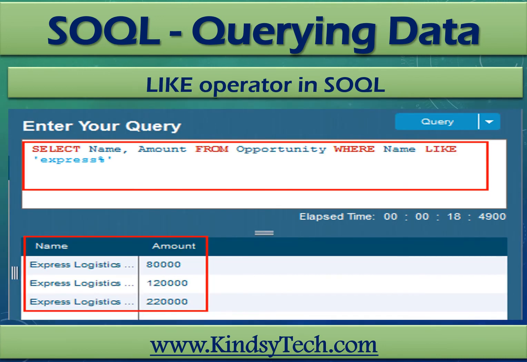Now let's look at the like operator in SOQL. The like operator is used to retrieve the data from the match substring provided. Like operator is also called a pattern matching filtering technique. So we have to use the percent at the beginning or the end, or both at the beginning and the end, to show what kind of filtering we're doing.